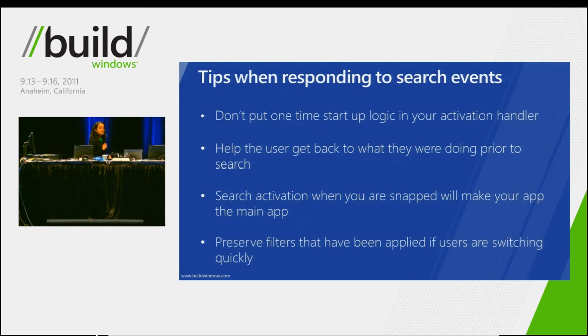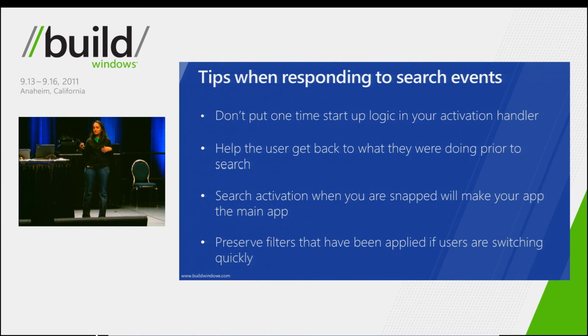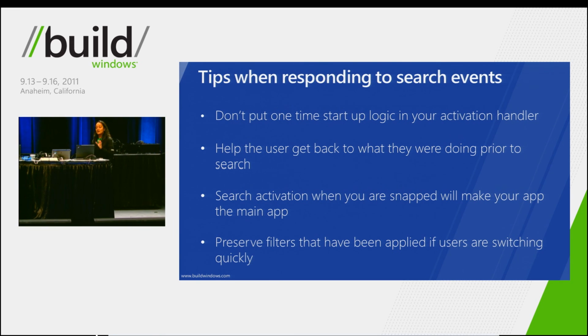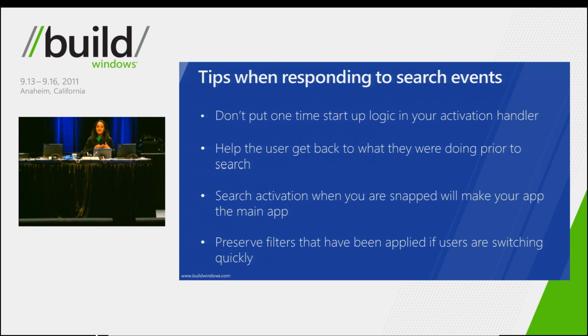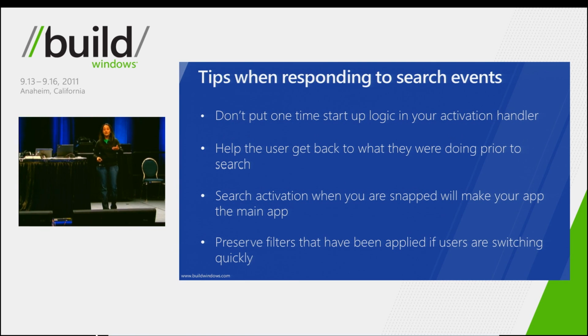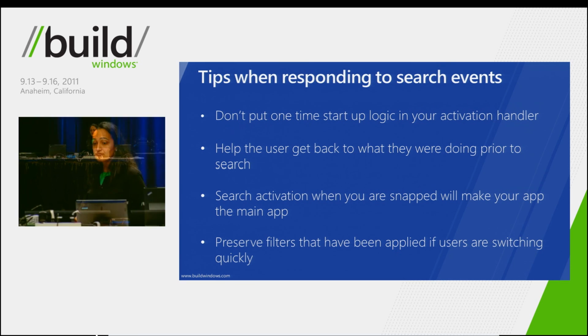One more thing to keep in mind. If you are the snapped app on screen, and just to jog your memory, the snapped app is the smaller app on screen that can appear on the right or left edge. When you get search activation, we automatically make you the main app on screen. Because we make you the main app on screen, you're likely going to get another event fired back to you called try and snap. Don't use that event to navigate away from your search results page. Continue to show the user the search results for which your app was activated.